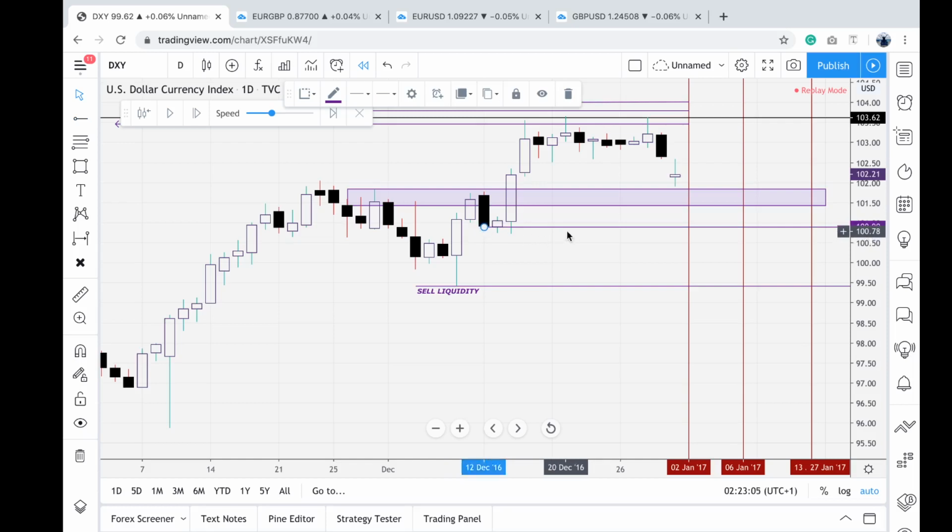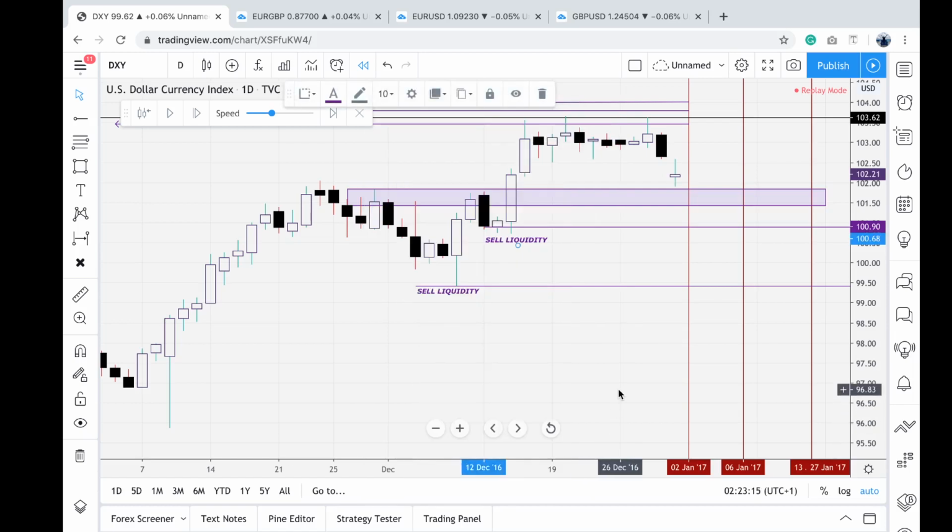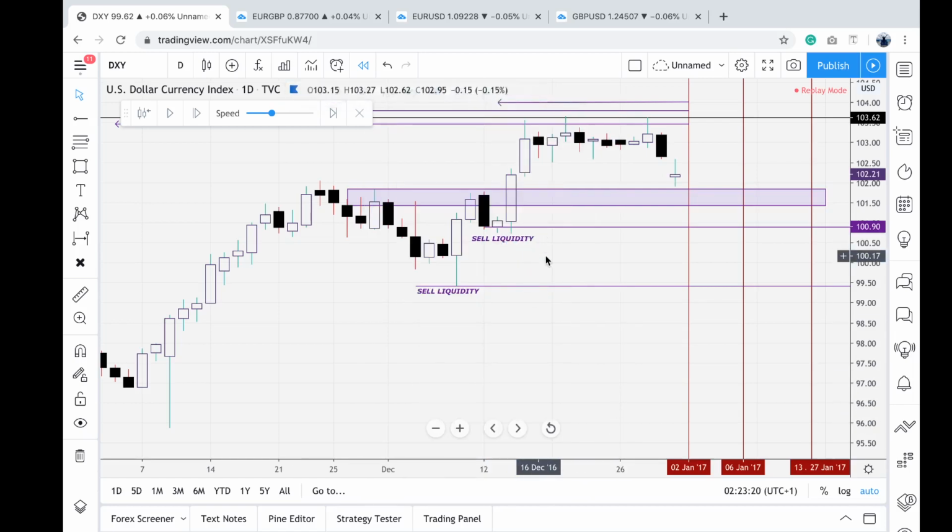This equal body candle will be our first target, and we can put sell liquidity around that level. So this will be our sell liquidity on that level. Remember, our first week starts in January. And obviously this will be buy liquidity around that level.